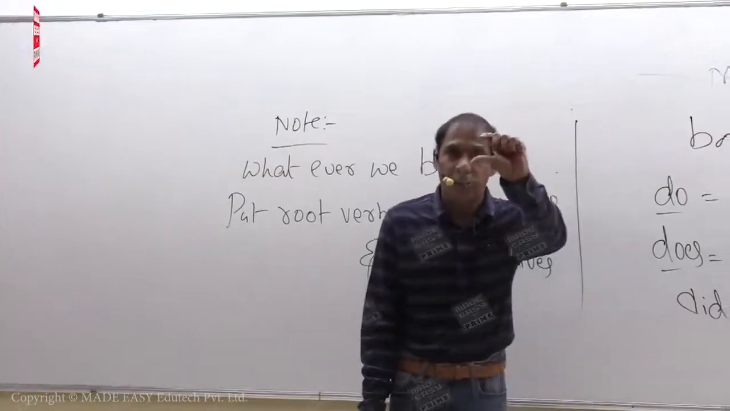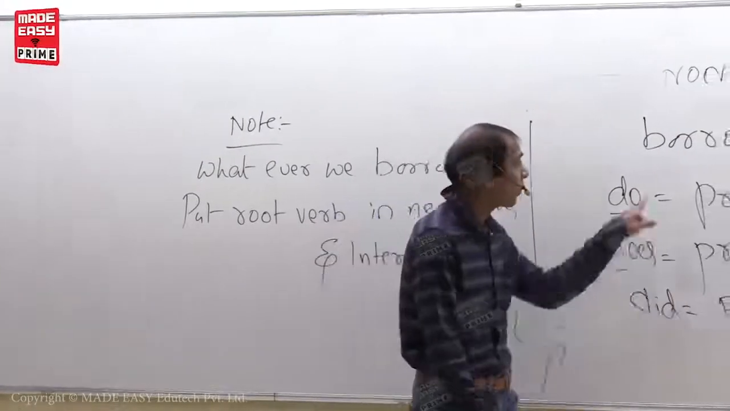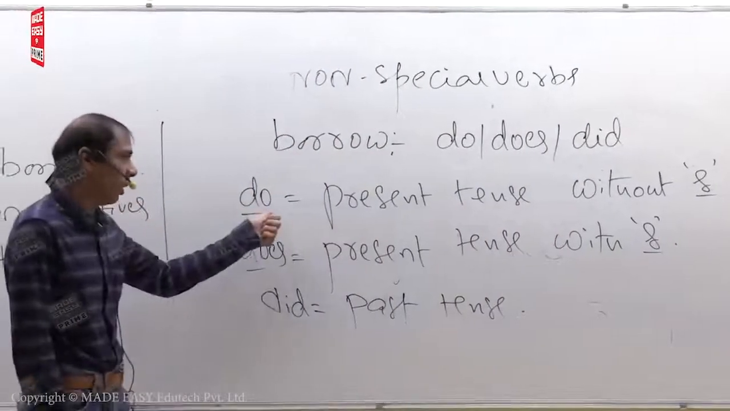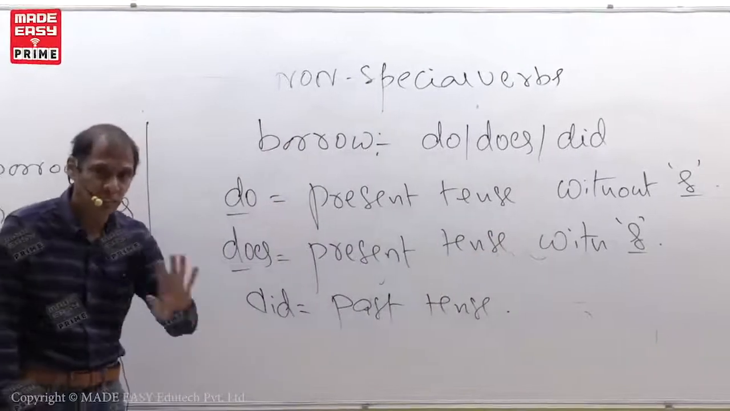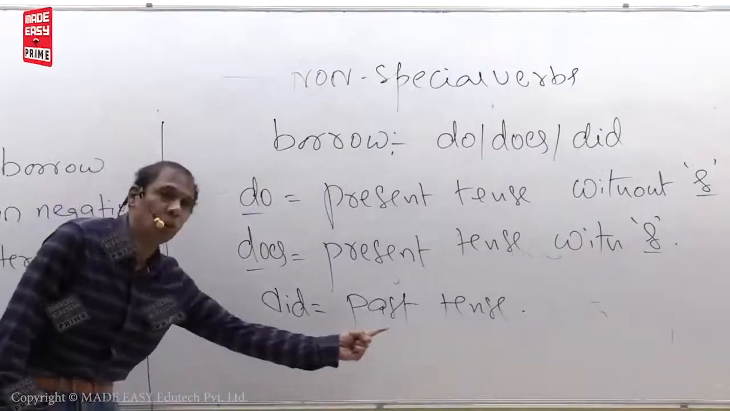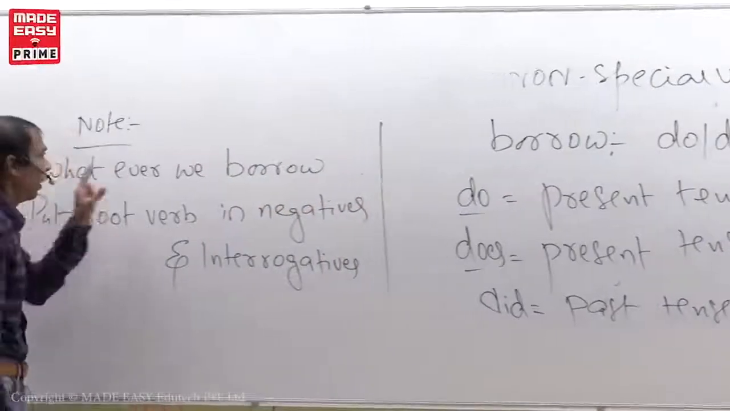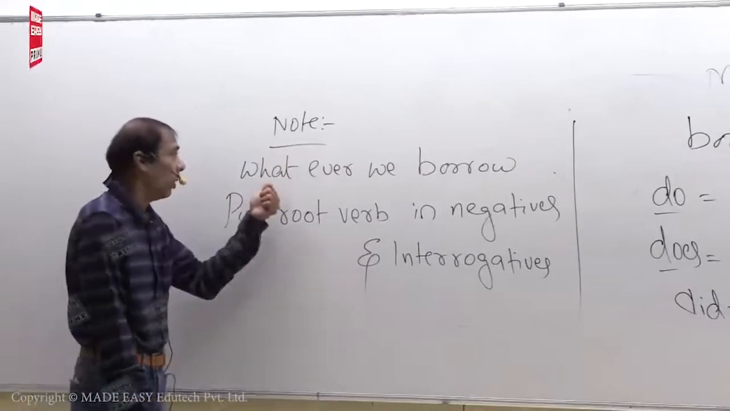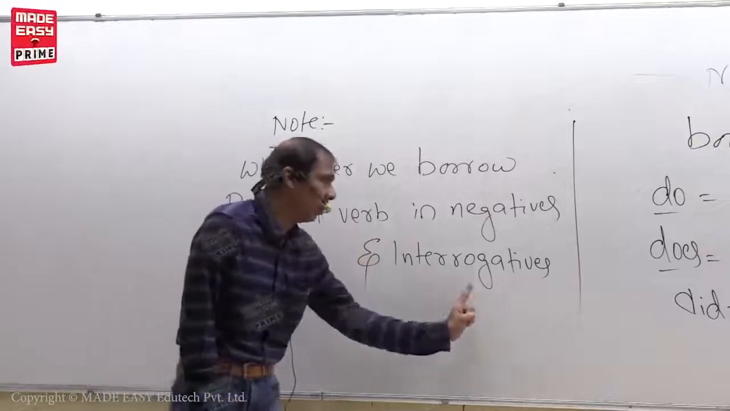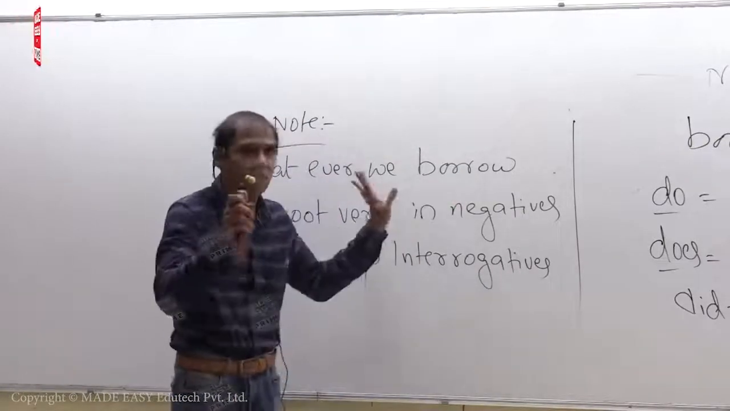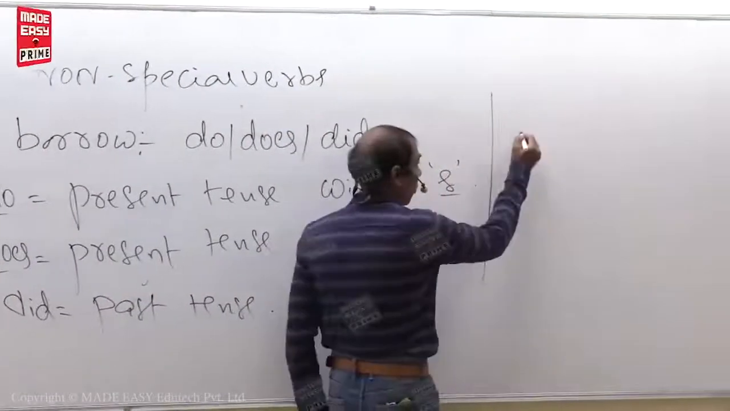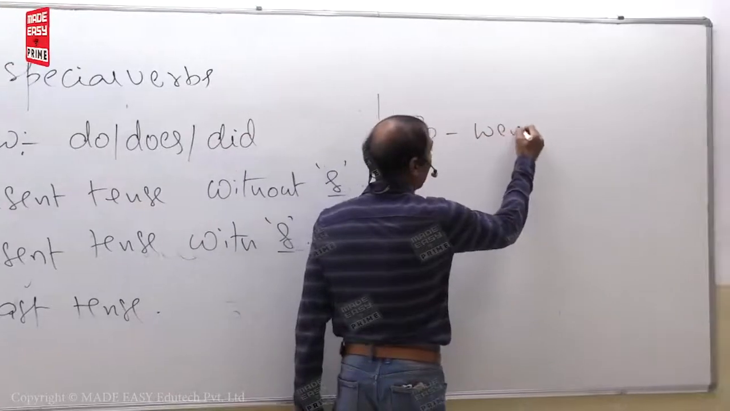Right, my students? If there is no special verb, then what you have to do? We have to borrow do or does or did. Do is equal to present tense without s. What is all this? I'll explain. Don't worry. Does is equal to present tense with s. Did is equal to past tense. Note. Right? What is the note you have written here? Whatever we borrow, put root verb in negatives and interrogatives. What is all this? I'll explain. See? Verb is of three kinds. Everyone knows. Go, went, gone.